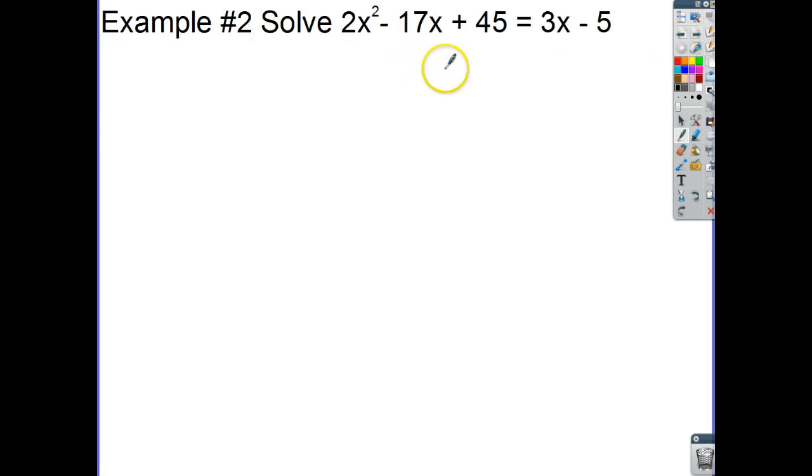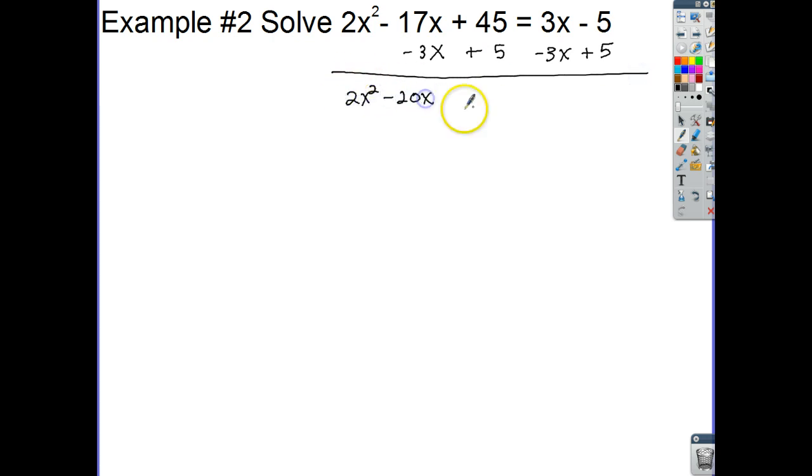All right, here's our example 2 now. This one's just a little bit more involved than the last one, because there's other terms that we have to do. So when we have these other terms, we still need to get one side to equal 0. X squared is positive on the left-hand side, so I'm bringing everything over to the left-hand side. So we'd start by subtracting 3x from both sides, and I'd put it under its like term here, and we'll add 5 to both sides and put it under its like term on this side, and then we go ahead and add both sides. So we get 2x squared minus 20x plus 50 equals 0.